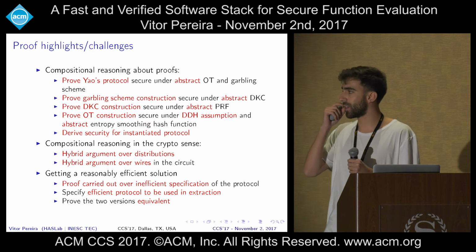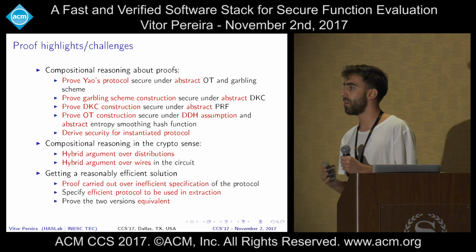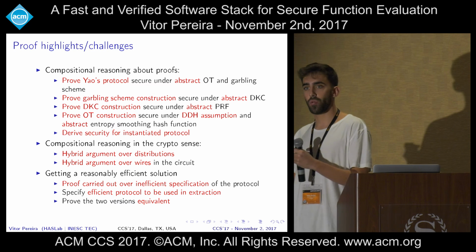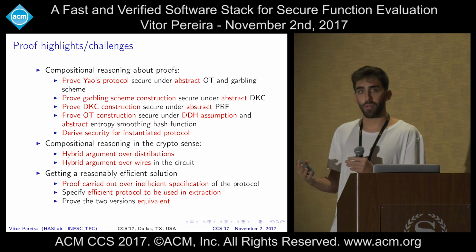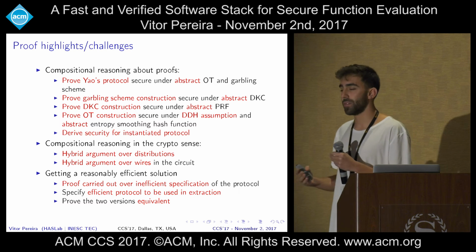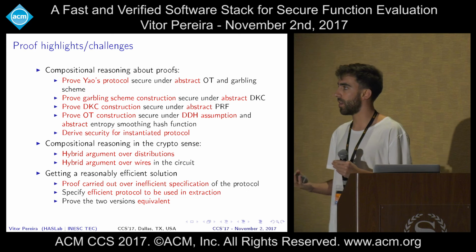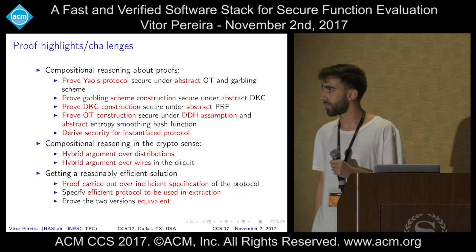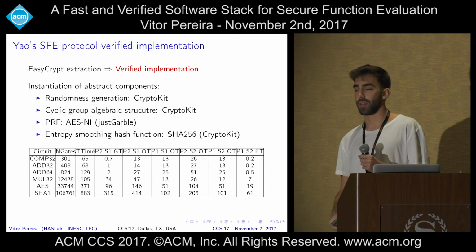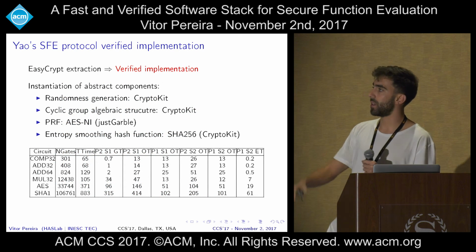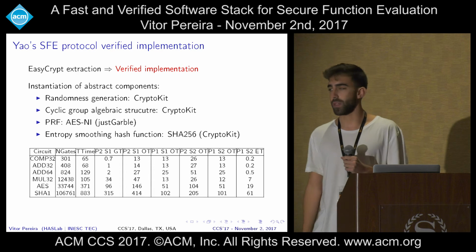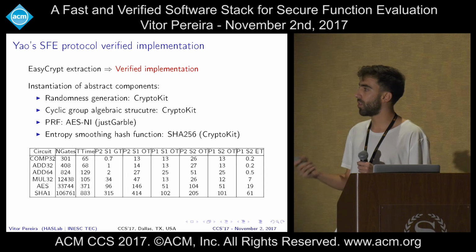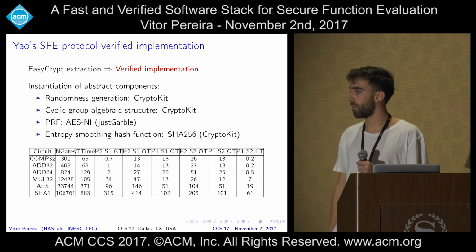One interesting aspect of our proof is that it was carried out over an inefficient specification of the protocol that was not suitable for program extraction. Therefore, we specified another, more efficient, version of the protocol, and we proved these two versions equivalent. As I already said, our verified implementation was then obtained via the EasyCrypt extraction mechanism, and we instantiated the abstract leftovers using CryptoKit and just Garble.